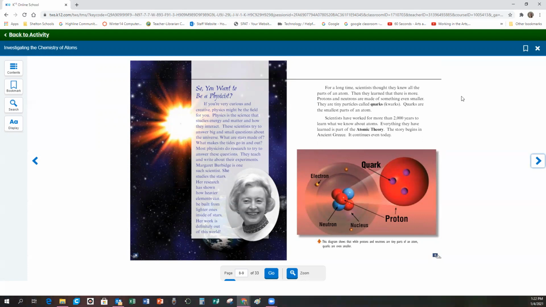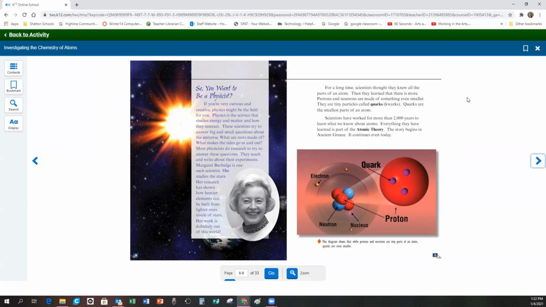For a long time, scientists thought they knew all the parts of an atom. Then they learned that there is more. Protons and neutrons are made of something even smaller. They are tiny particles called quarks. Quarks are the smallest parts of an atom.